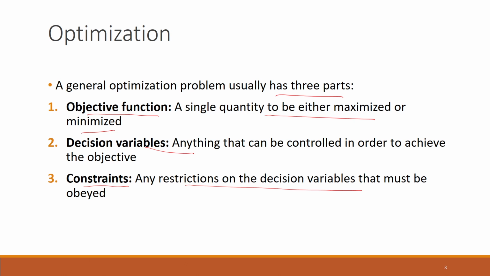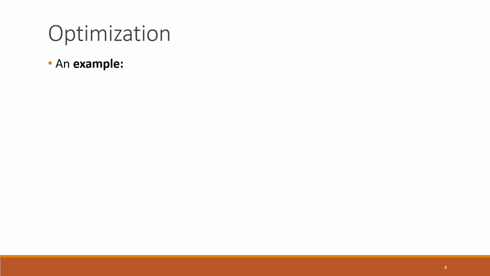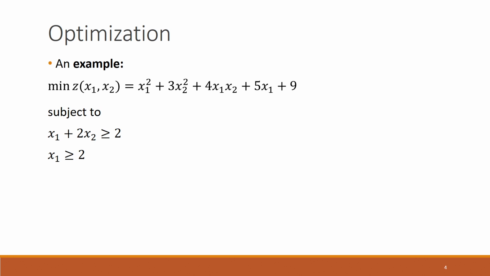Note that every optimization problem will always have an objective function and decision variables, but it may or may not have constraints. When we do not have constraints in an optimization problem, it is called unconstrained optimization, and when we have constraints, it is called a constrained optimization problem. So, let us quickly take a look at an example of a continuous optimization problem. Suppose we have a function z that is a function of two variables x1 and x2. We have these two constraints here: x1 plus 2 x2 is greater than or equal to 2, and x1 is greater than or equal to 2.